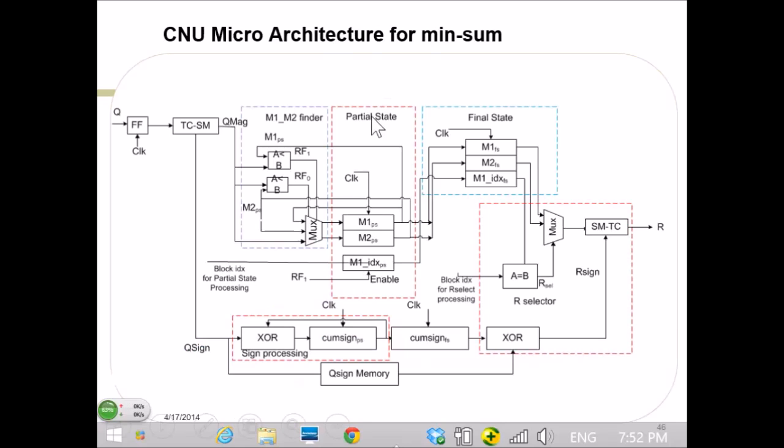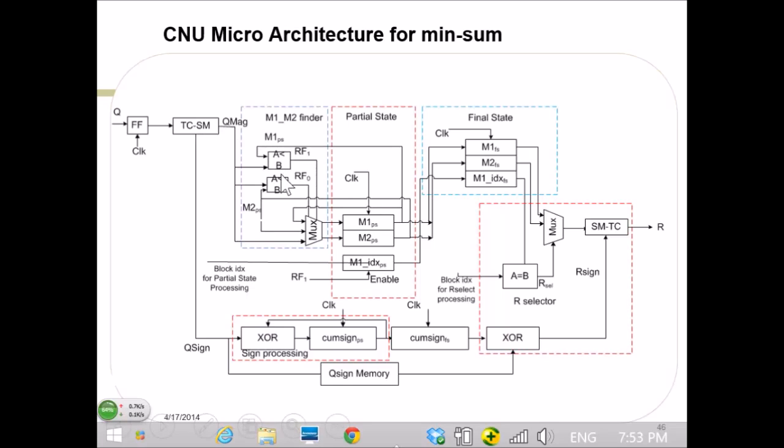And hardware-wise, it's pretty simple. You are essentially trying to find min one and min two. As you're getting each input, you find the current min one and min two. For feeding 36 inputs, after 36 clock cycles, you have min one and min two here. So this is a very simple equation. You have two comparators, and initially min one and min two are initialized to infinite values. We initialize infinity as plus 15 if the decoder has a range of minus 15 to plus 15.